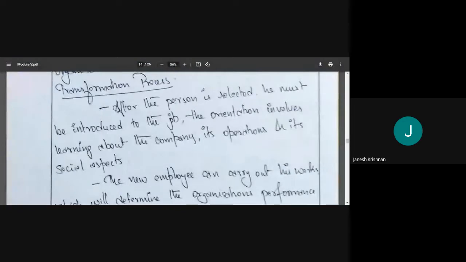After the person is selected, he must be introduced to the job. The orientation involves learning about the company and its operation, social aspects. What we have said earlier in the selection process, we are giving it certain names. We are bracketing it, grouping it only. So after the selection process, induction and orientation is done.